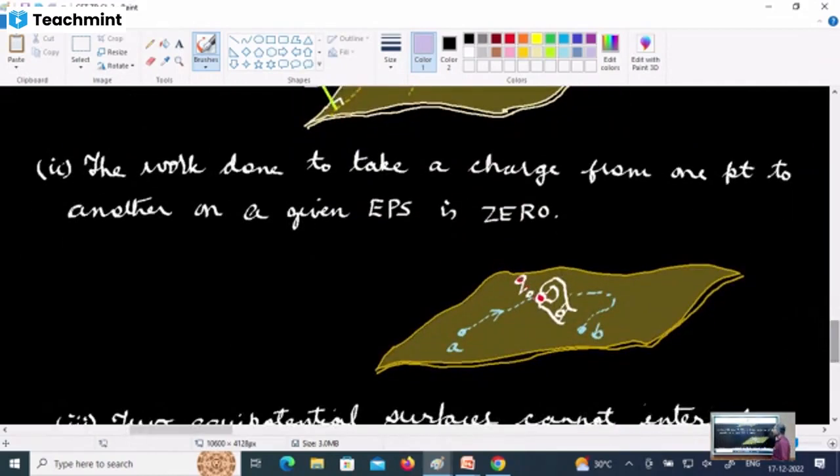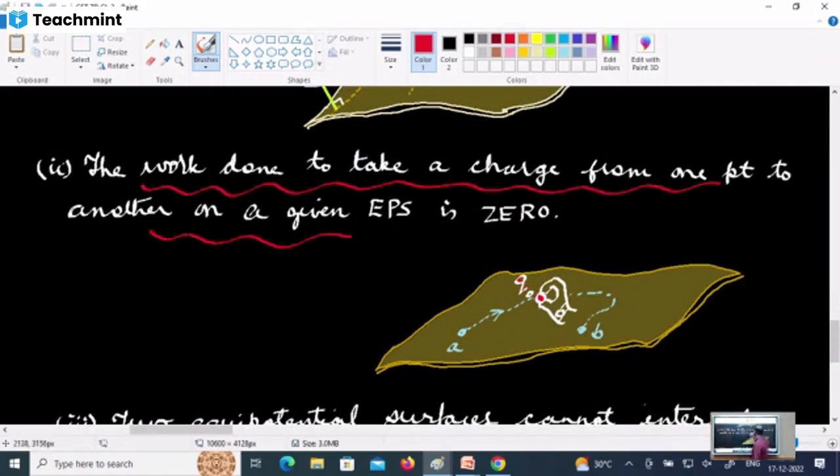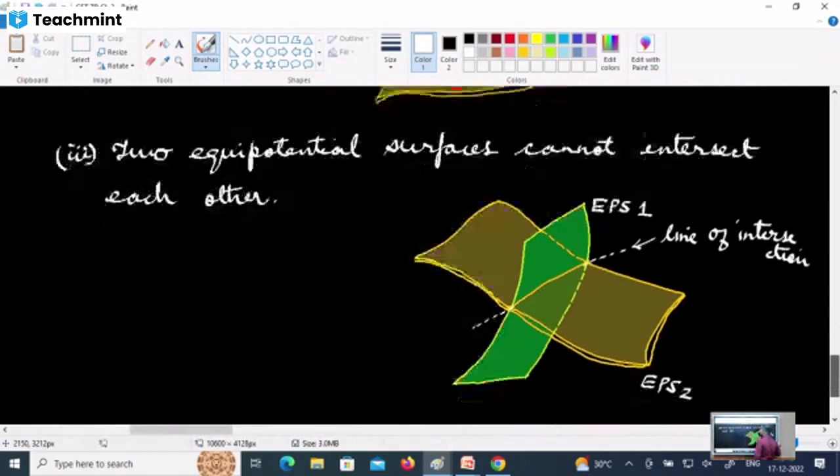Second, the work done to take a charge from one point to another point on a given equipotential surface, which I have called EPS, that is 0. That means you have taken an equipotential surface EPS, and if you take a charge from one point to another on it, then the work done by you is always 0. That is the second important property.